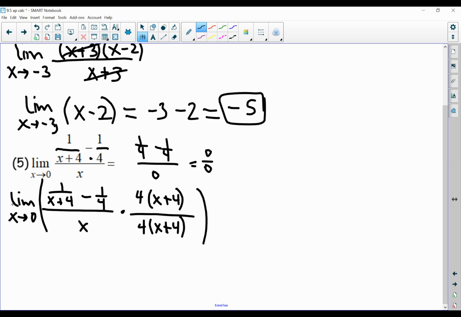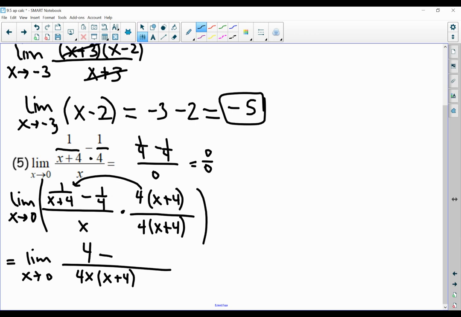Okay. Notice I brought down my limit command. I wasn't lazy. And now look what happens. On the bottom, I end up with 4x times x plus 4, and I'm going to leave it factored because I'm going to have to cancel or simplify something. But now if I distribute this to the first term, the x plus 4s are going to cancel, and I'm left with 1 times 4, which is 4.